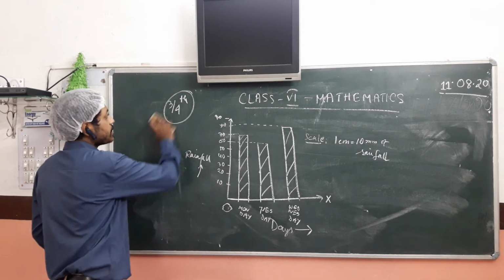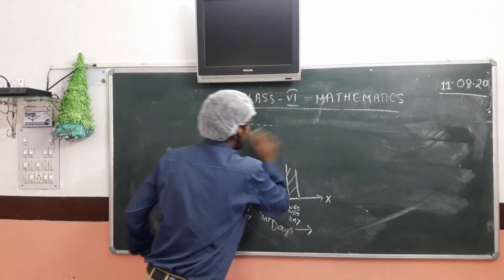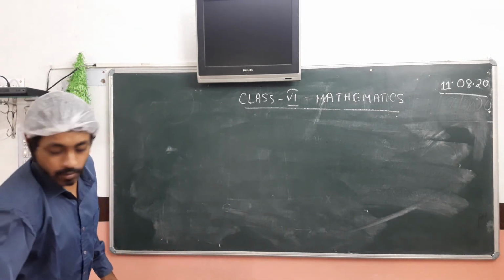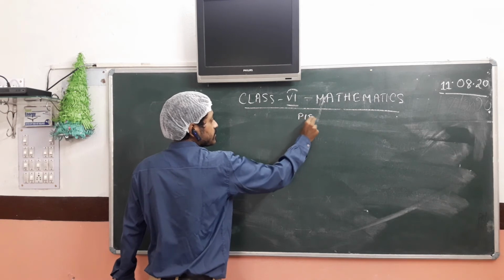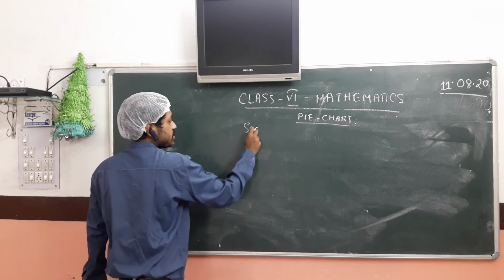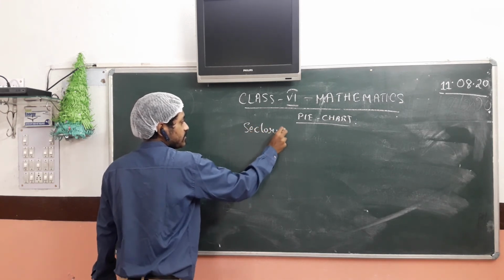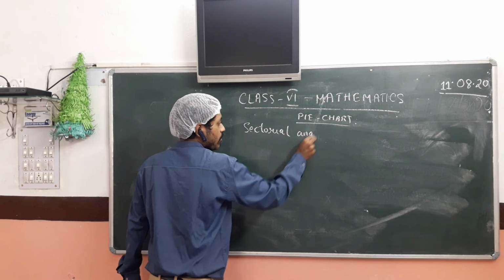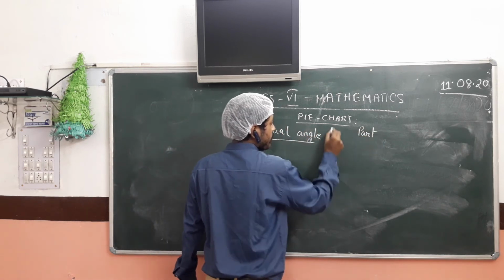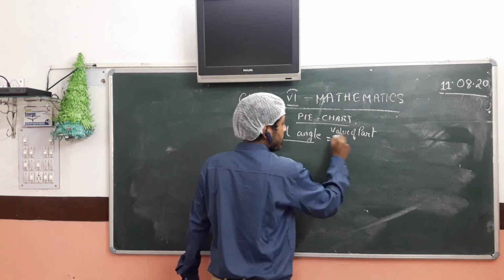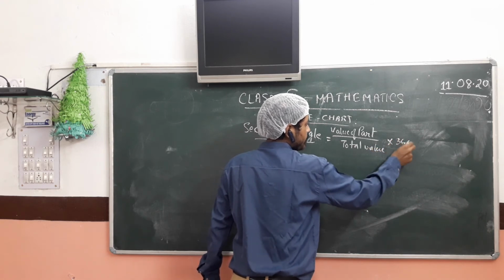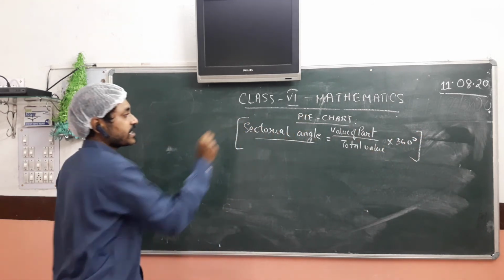The next thing that will come is pie chart. For pie chart, the same set of tabulated data will be used. So therefore, what is important in a pie chart? In a pie chart, what is important is sectorial angle. What is the sectorial angle? The sectorial angle is value of part by total value into 360 degree. This is the formula for sectorial angle.